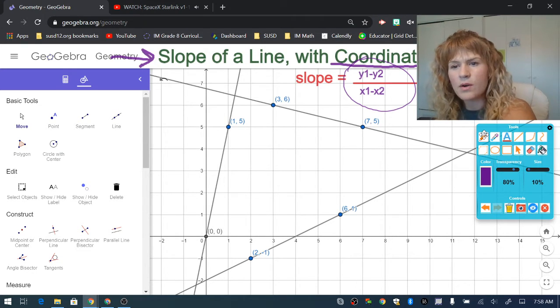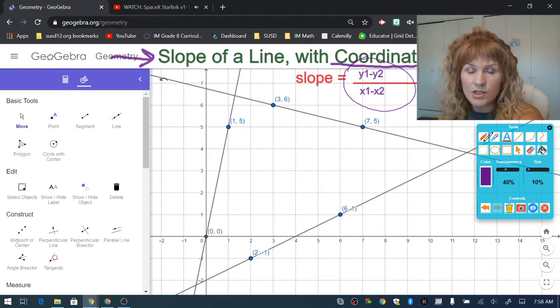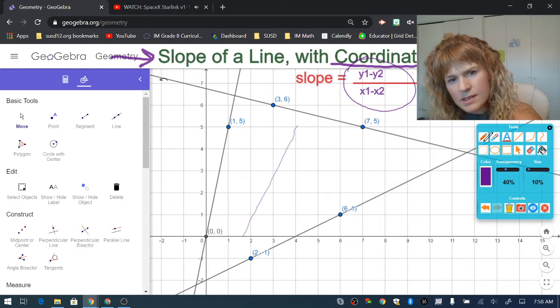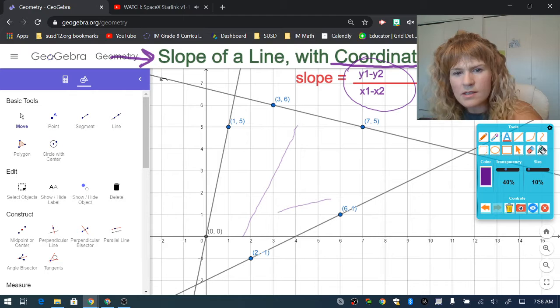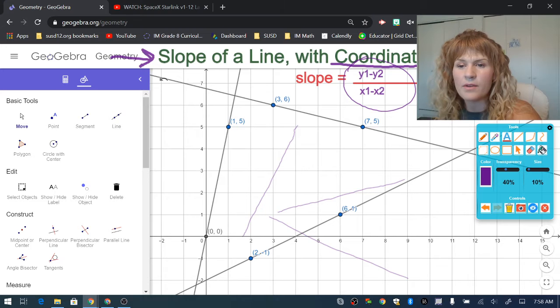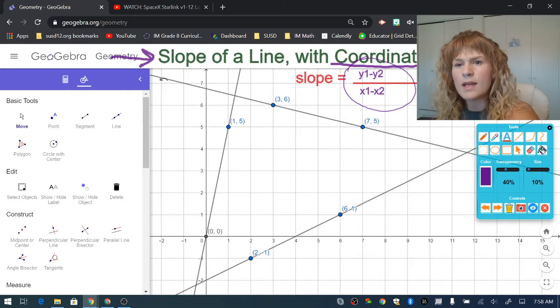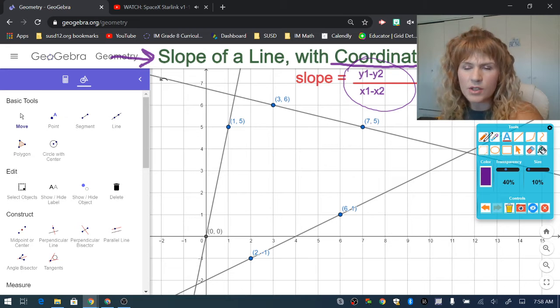Remember in the last video, I taught you that slope of a line equals rise over run. That is the vertical change divided by the horizontal change. Slope of a line is a measure of the steepness of a line. A slope like this is larger than a slope like this. And a slope going down has a negative value. Let's measure the steepness of these lines. Don't forget, rise over run. Vertical change divided by horizontal change.